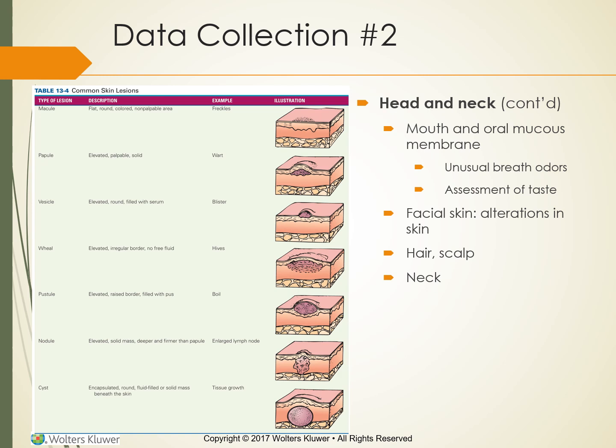Okay, the first one, the macule, is actually freckles. So the second one is a wart, which is the papule. The third one is a vesicle, which is a blister. The fourth one is a wheal, which is a hive. The fifth one is a pustule, which is a boil. The sixth one is a nodule, which is an enlarged lymph node. And the last one is a cyst, which indicates some tissue growth underneath the skin.